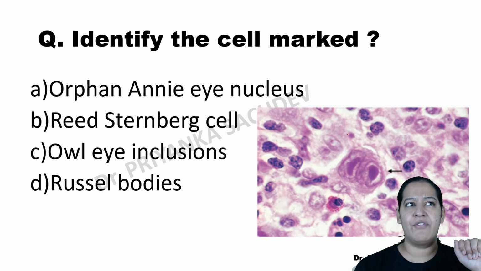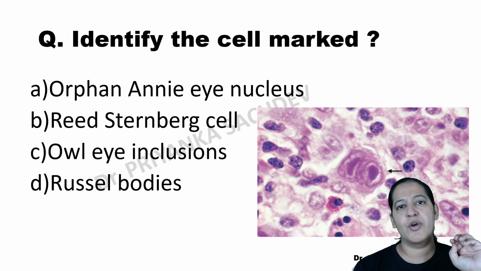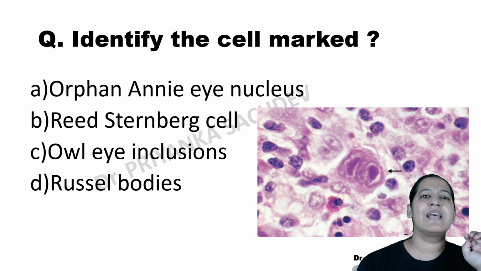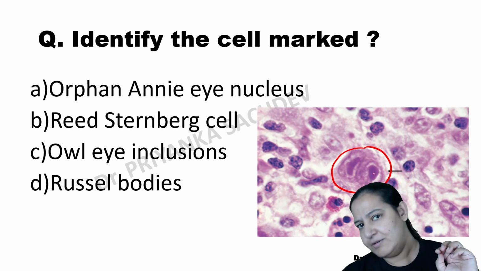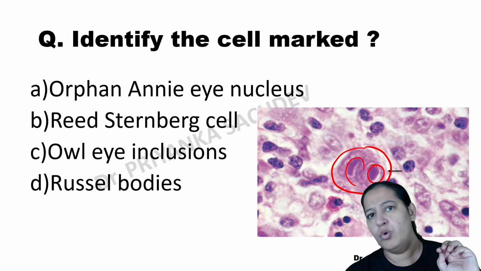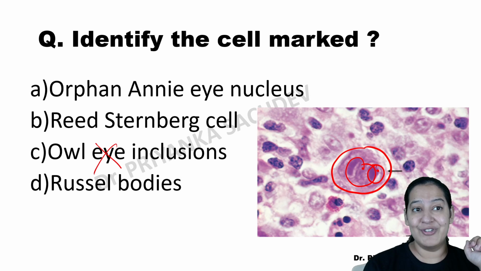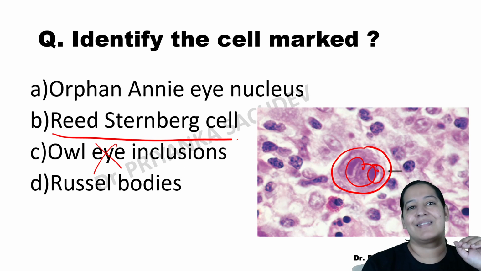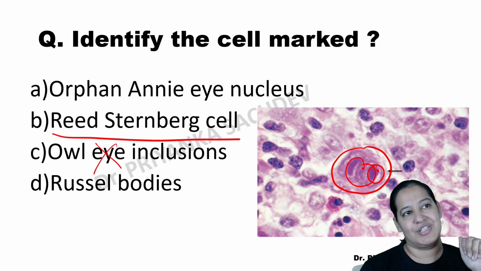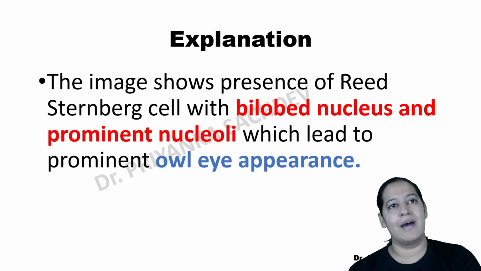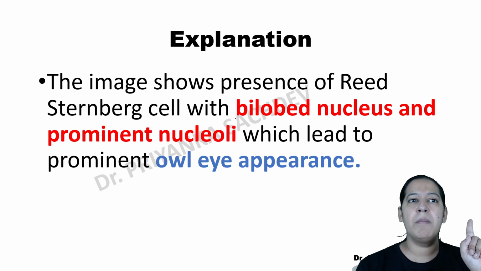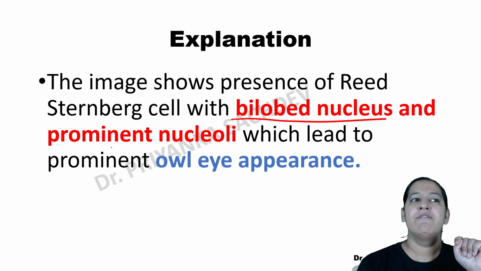One more last cell in front of you. Last question from leukemias and lymphomas. Identify the cell marked. Can you see the cell is binucleated? There are two nuclei and it is looking like owl eyes. What is it? No, it is not an owl's eye inclusion, that is seen in CMV. It is an RS cell, typical of Hodgkin's lymphoma, because it has a bilobed nucleus with prominent nucleoli.